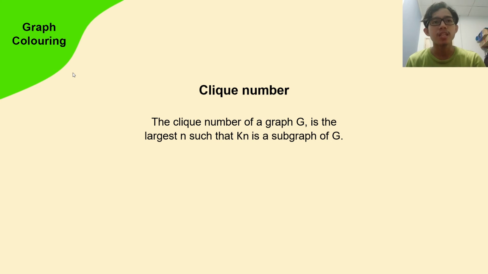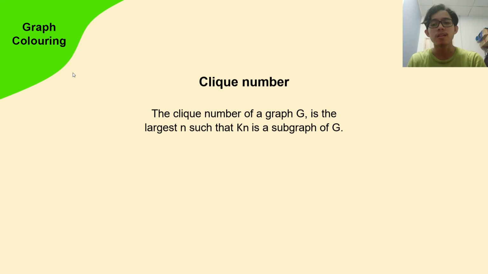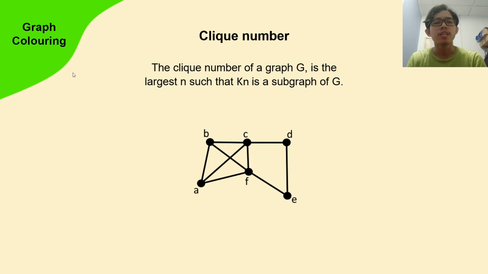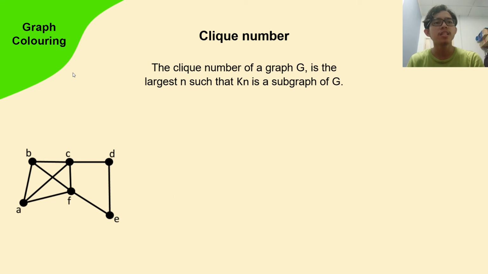The third term is clique number. The clique number of a graph G is the largest n such that Kn is a subgraph of G. This definition tells that the clique number is the largest number of vertices of a complete graph that is a subgraph. It is quite difficult to understand, so I will be showing an example. Here is an example graph. Firstly, we need to find the subgraph. Subgraph is some vertices that are connected and they are part of the graph.